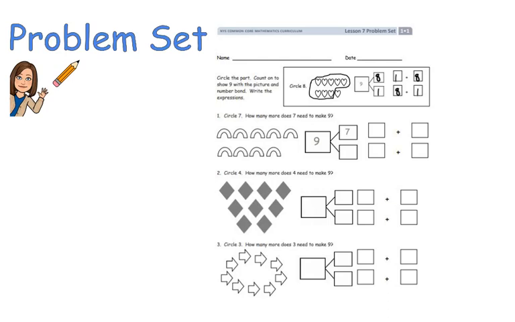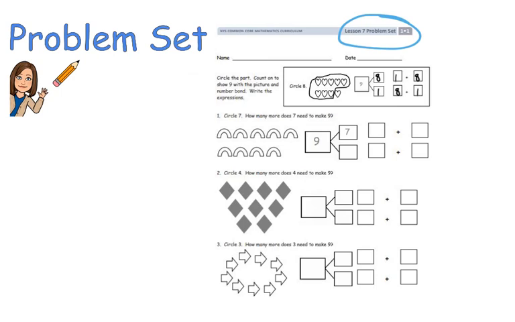Alright, now you're going to need to turn to lesson 7. So you're going to turn a few pages to lesson 7 now. The directions say, circle the part, count on to show 9 with the picture and number bond. Write the expressions. So this is just like what we did with 8. So I'll do the first one with you, and then you can do the next few.